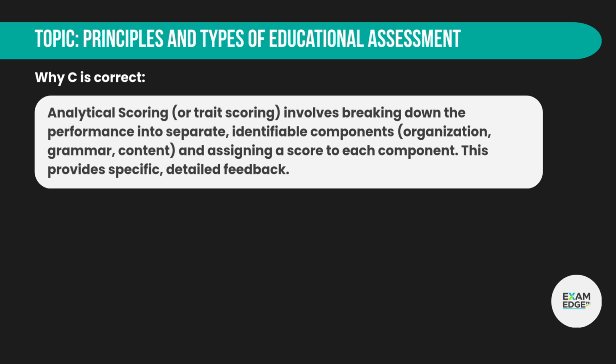Correct answer: C. Analytical scoring. Why C is correct? Analytical scoring, or trait scoring, involves breaking down the performance into separate, identifiable components, organization, grammar, content, and assigning a score to each component. This provides specific, detailed feedback.